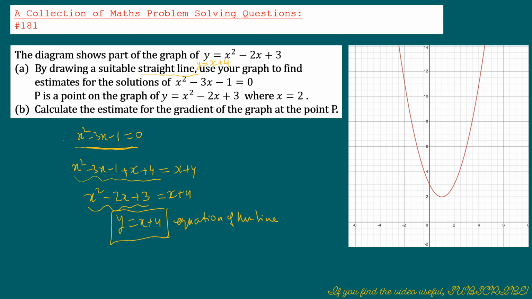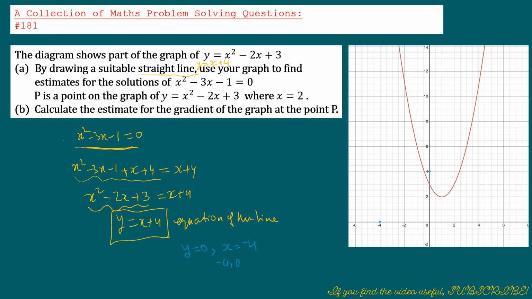So I have to draw the line now. To draw the line, I need some points. Now x plus 4 means the y-intercept is 4, so it would cut the y-axis at 4. When x equals 0, y is 4. When y equals 0, x will be minus 4. So the other point is minus 4, 0.